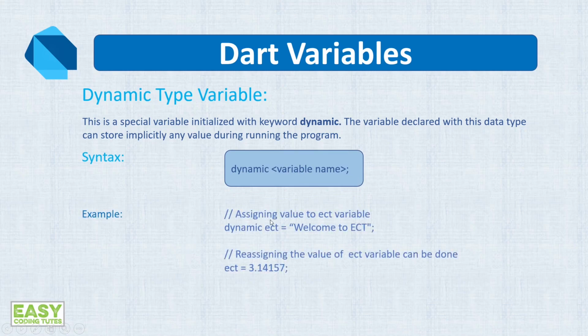Let's have an example. Assigning a value to the ECT variable: dynamic ECT is equal to welcome to ECT. This welcome to ECT is string type, and we are assigning it to ECT, which is dynamic. Reassigning the value of the ECT variable can be done, like ECT is equal to 3.14157. Here we have ECT of string type, but now we are assigning a double value to this ECT. That can be done in the case of dynamic, but in the case of var we cannot do it.